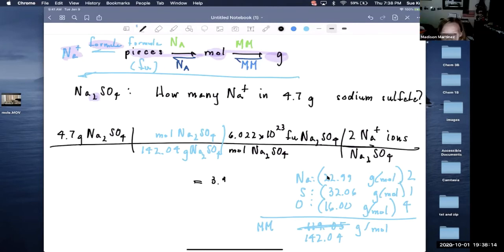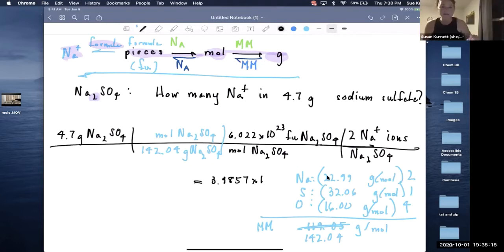Wait, what does the FU stand for next to the 6.0? Formula unit. Cool. It's the unit for a formula of an ionic compound. Okay, so 2 sig figs, round to the tenth place. It's going to round up. The answer is 4.0 times 10 to the 22 sodium ions.